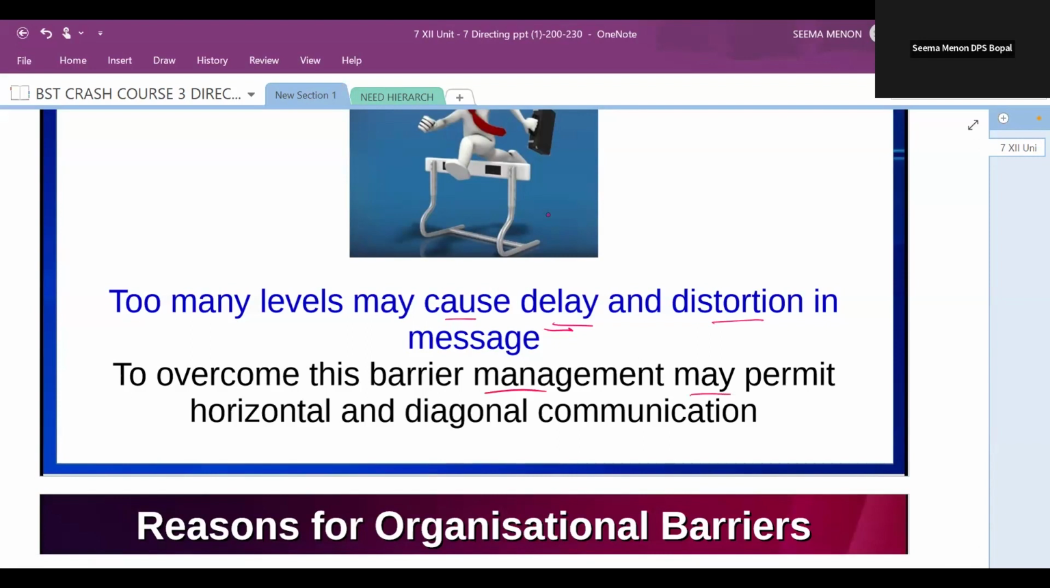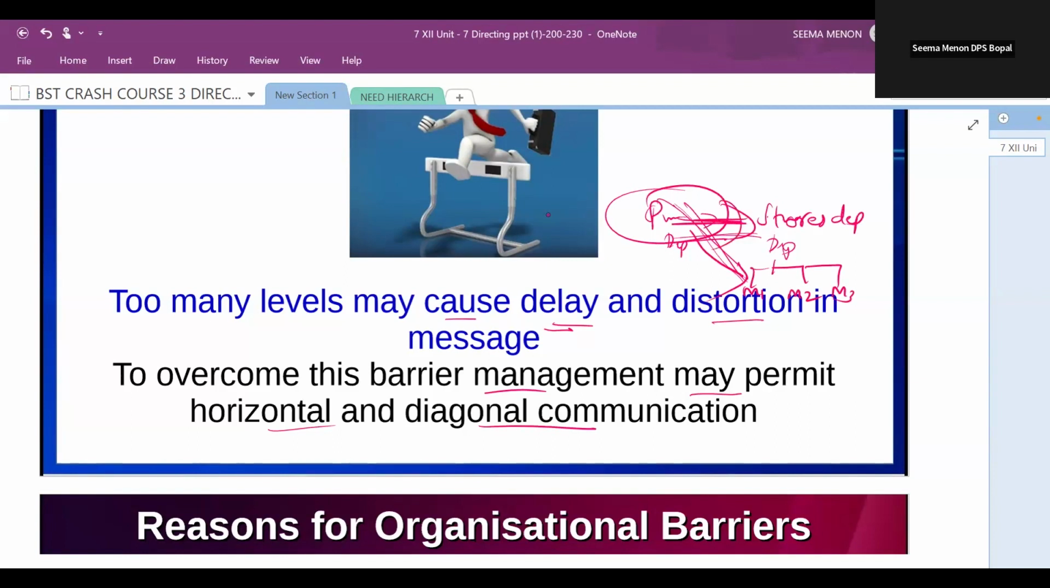To overcome this barrier, management may permit horizontal and diagonal communication. They can have horizontal communication also. Suppose here is the purchase department and here comes the stores department. There can be horizontal communication between section heads. Or sometimes direct diagonal communication. Under the stores department there are 3 managers: manager 1, manager 2, manager 3. Here the purchase head can directly communicate with a stores department manager. That is called diagonal communication. Normally it should be horizontal, but instead of horizontal, to avoid delay, they can have diagonal communication also.